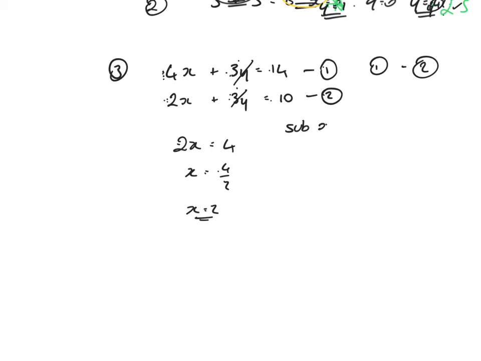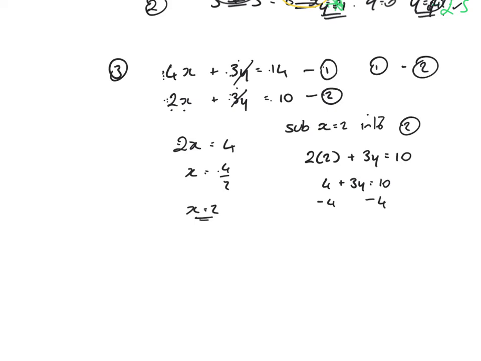I'm now going to sub that x equals 2 into one of the equations. It doesn't matter which one. This time I'm going to sub it into equation 2. So where I see x, I'm going to replace it with 2. So instead of 2 lots of x, it's 2 lots of 2. 2 lots of 2 plus 3y is equal to 10. I've then got 4 plus 3y equals 10.